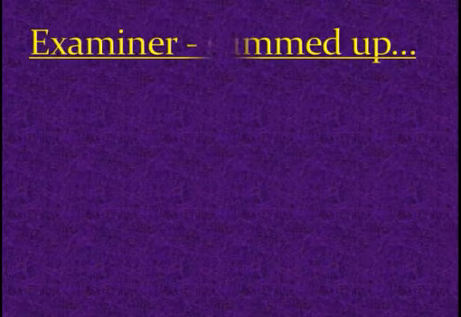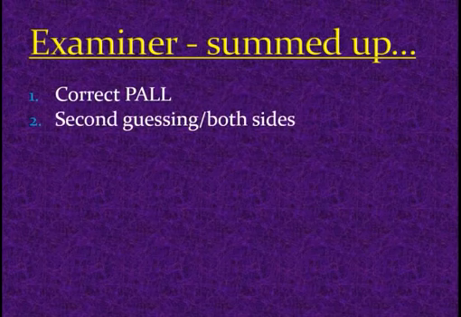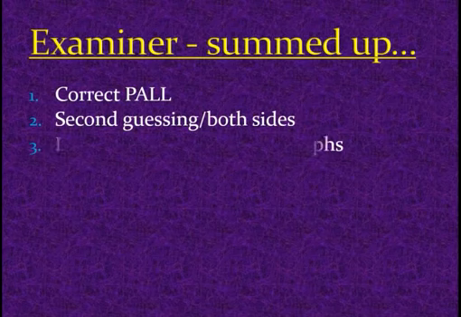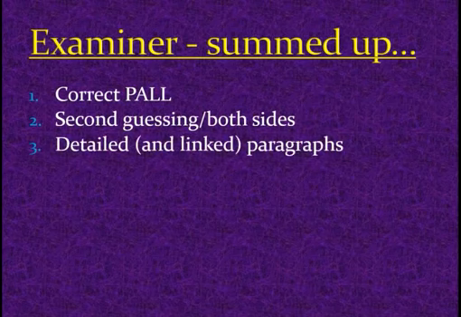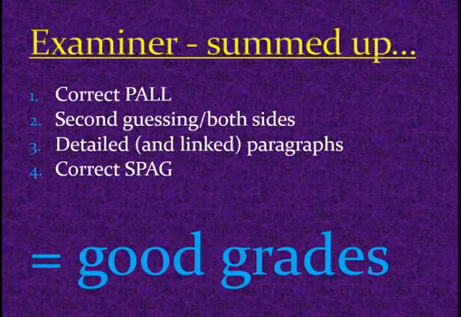So to sum up the examiner's comments, you need to have the correct purpose, audience, language and layout. You need to maybe show both sides of the argument just in one part of your article towards the end. Detailed paragraphs and linked paragraphs, so this means starting your paragraph with on the other hand, similarly, in contrast, finally, firstly, so using connectives. Correct spelling, punctuation and grammar. All these things equal good grades.